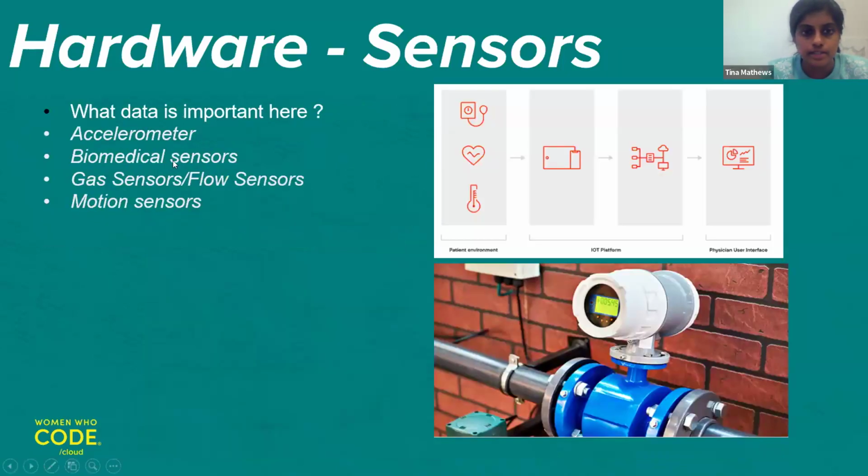Now we'll just go through quickly what kind of data is important here. An accelerometer. Can we have any thoughts in the chat window? Where would you use an accelerometer? Any of them, biomedical sensors, gas sensors, what kind of data is important over here? And in what kind of environment?